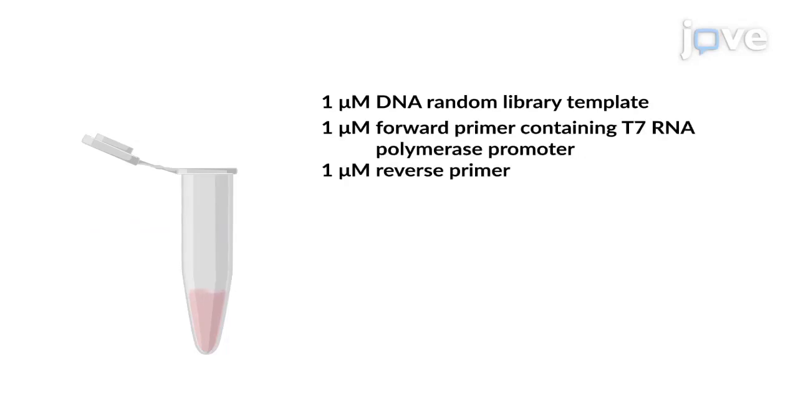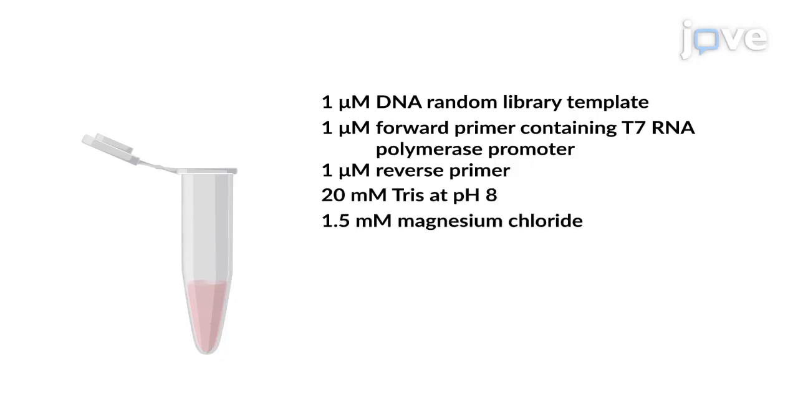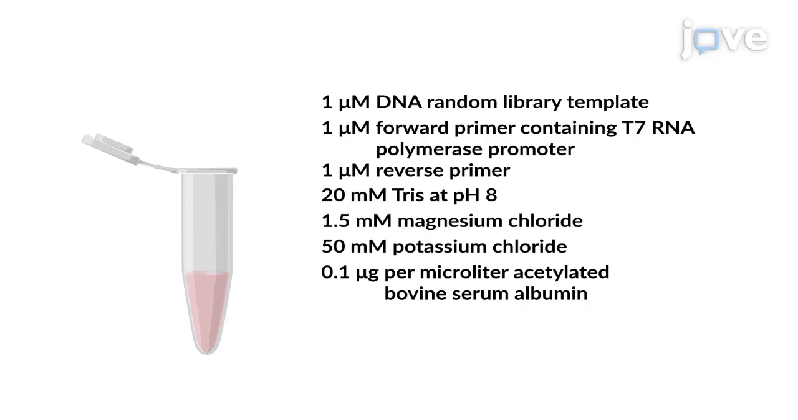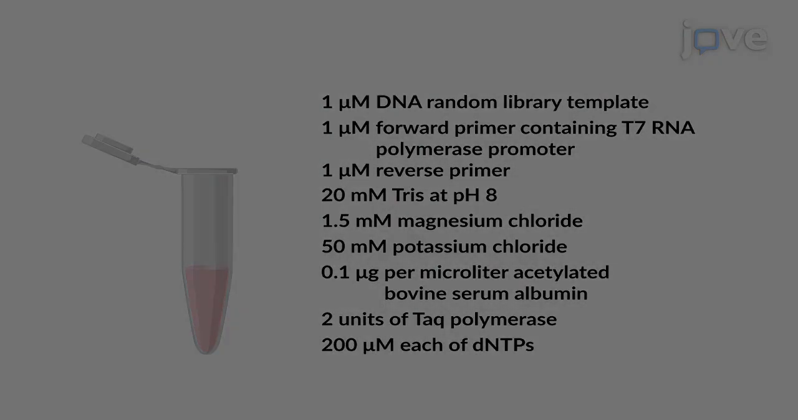In a PCR tube, mix 1 micromolar DNA random library template, 1 micromolar forward primer containing T7 RNA polymerase promoter and reverse primer, 20 millimolar Tris at pH 8, 1.5 millimolar magnesium chloride, 50 millimolar potassium chloride, 0.1 micrograms per milliliter acetylated bovine serum albumin, 2 units of Taq polymerase, and 200 micromolar each of dNTPs.